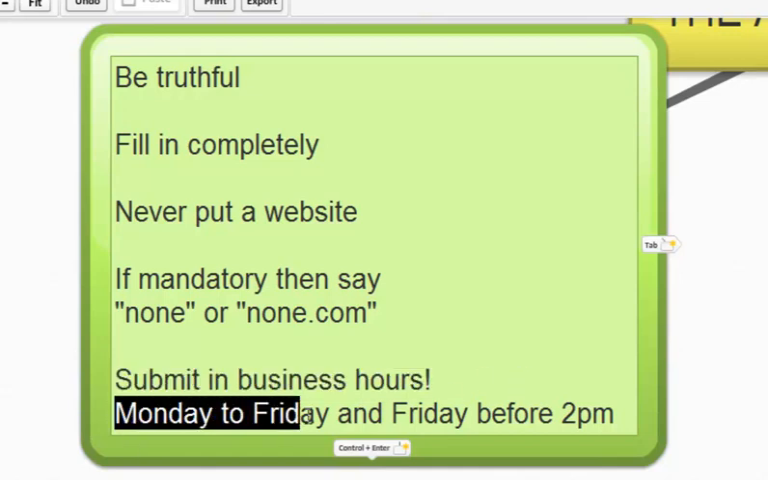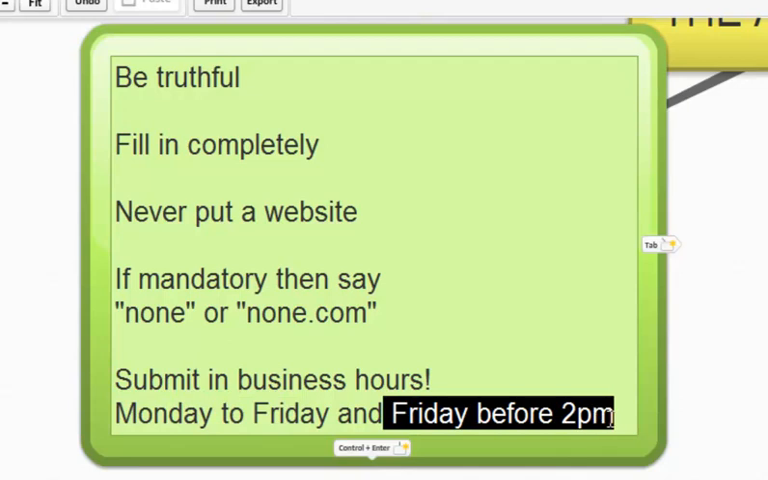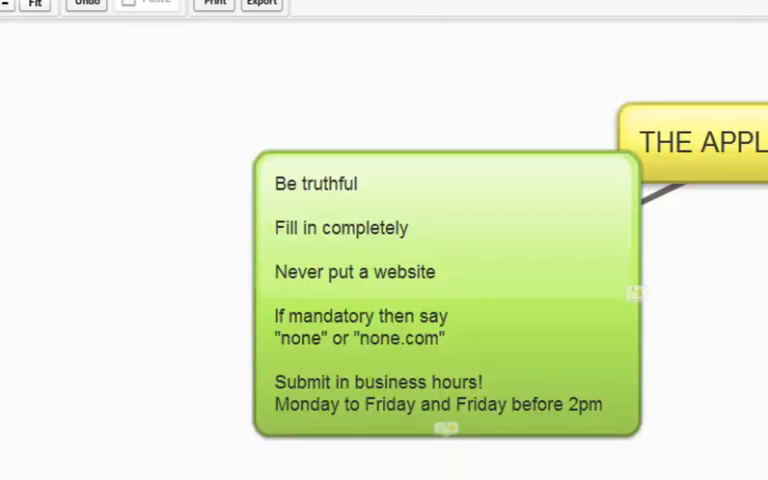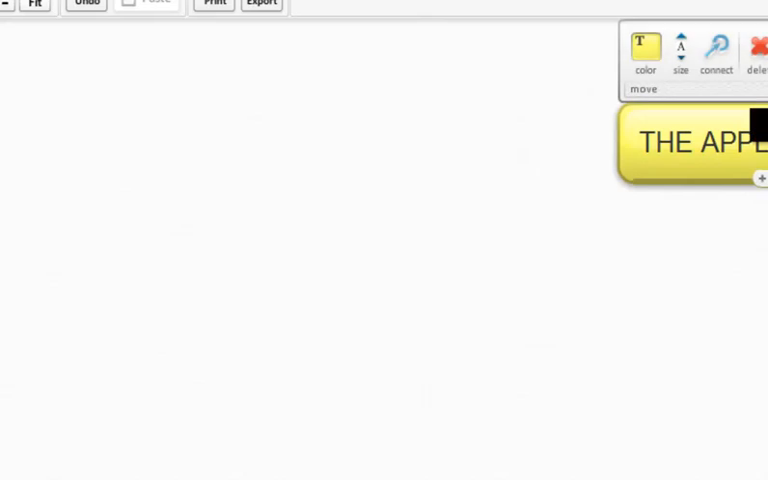Submit during business hours, Monday to Friday, and on Friday before 2 p.m., because after that the account manager is going out and playing computer games and doing his own thing, and he's going to forget about your application, because these applications are reviewed in real time. So you need to make sure that you submit your application during business hours. Okay, so this was all about the application.